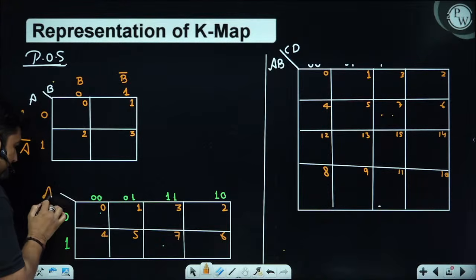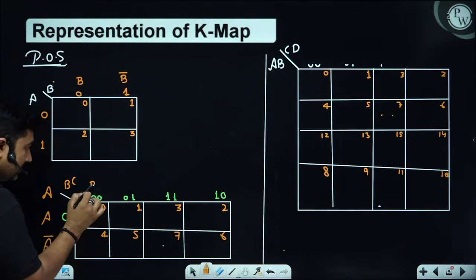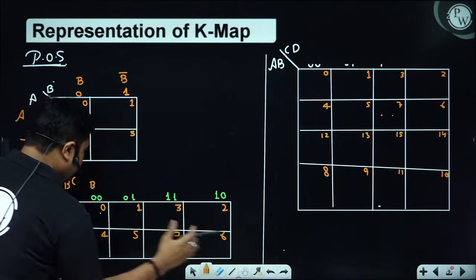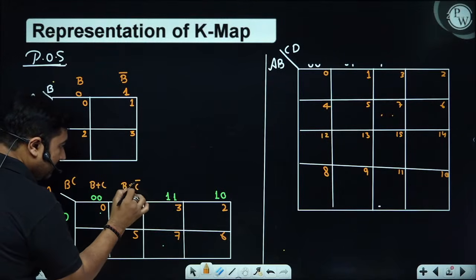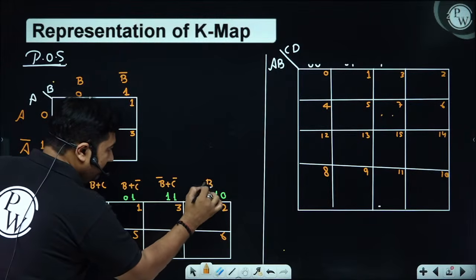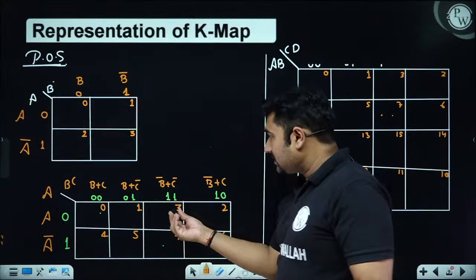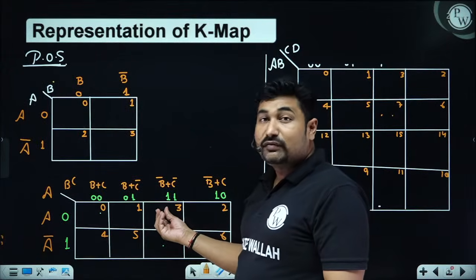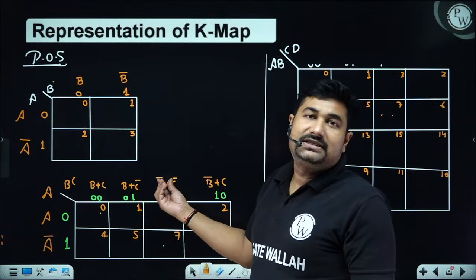In the same way, if we have ABC, then this will be your A bar, and here we have a max term. So B plus C, 0 means B plus C. Here we have B plus C bar. Here we have B bar plus C bar. Here we have B bar plus C. So if you observe, what is the max term of 3? We all know, in terms of ABC, the max term of 3 is A plus B bar plus C bar.